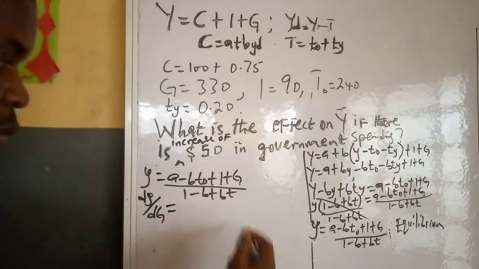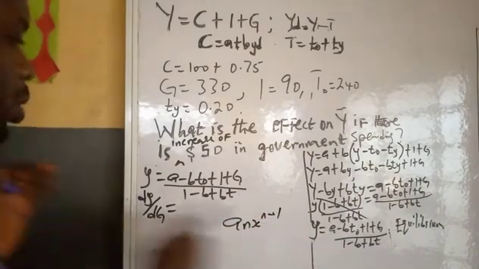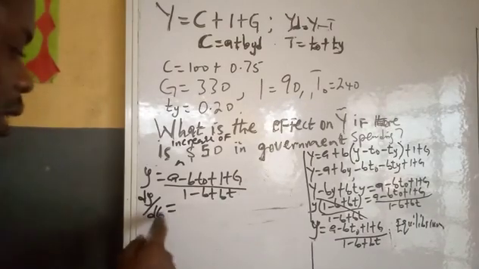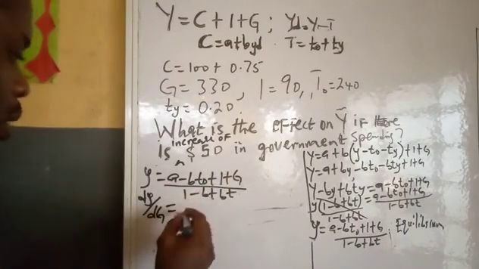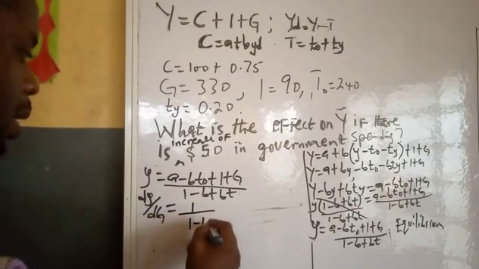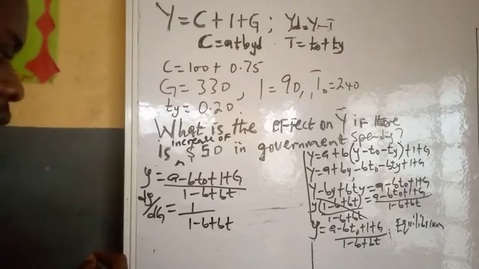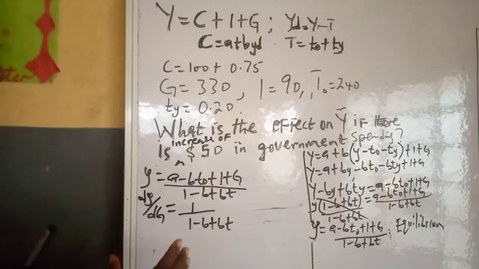You should know how to do that when you are using n x raised to the power n minus 1. Okay? So, any time you differentiate with respect to G this way, it's going to give you 1. So, we are going to have only 1 here over 1 minus b plus bt. Do you understand? So do you get what I did now? This is the multiplier with respect to government expenditure. Now, do you understand?